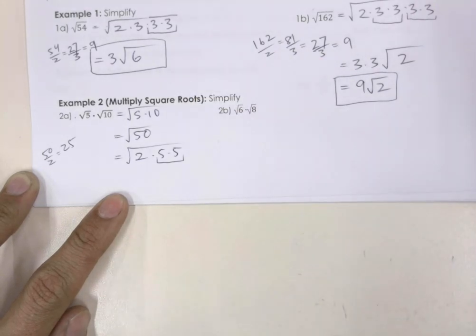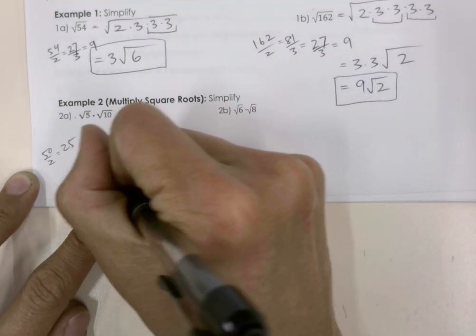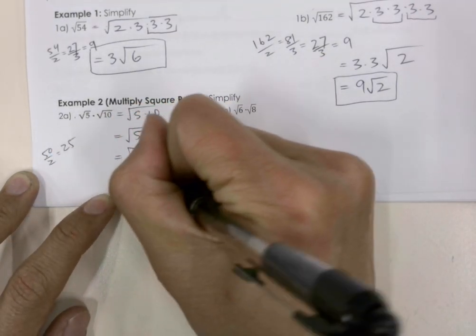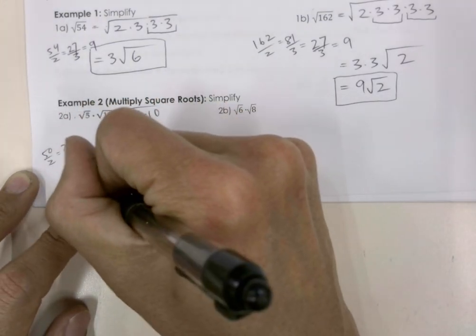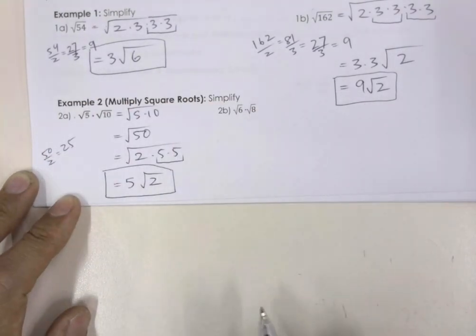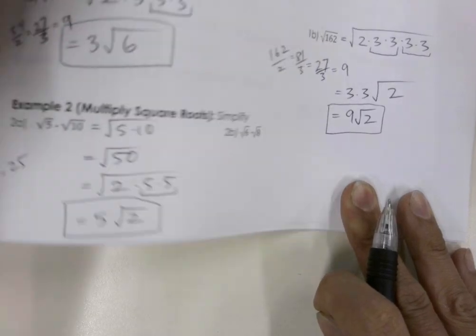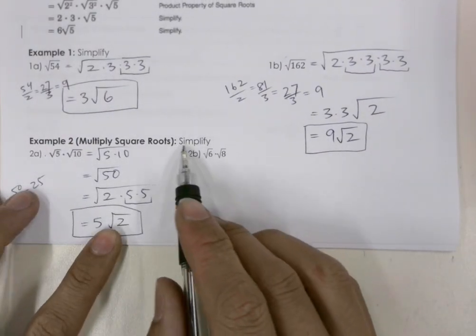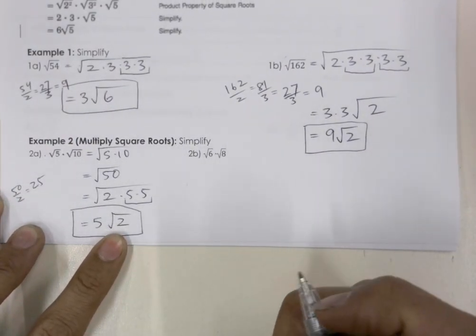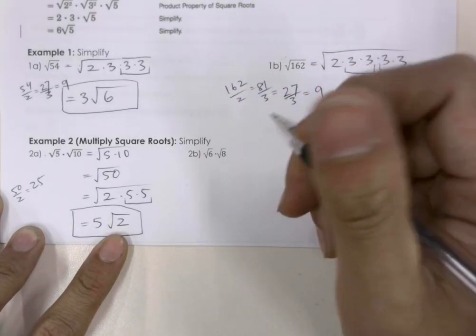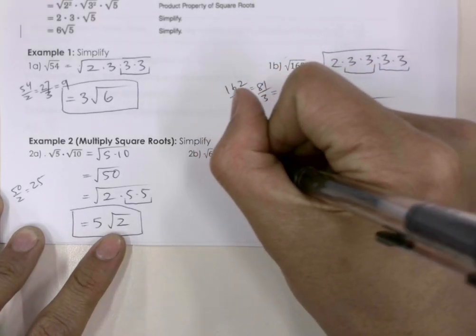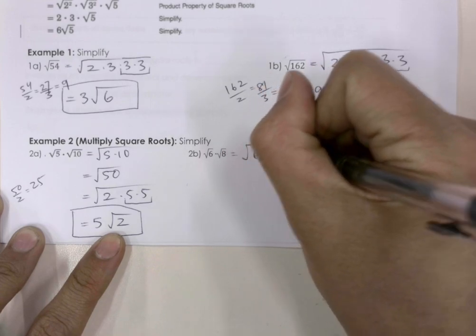And we're looking for pairs. And I have a pair of factors there, a pair of 5s. So I want to pull that out. It's equal to 5 times the square root of 2. And so I could put a box around that and I'm done. Right? So this example 2 just has one extra step, right? First you need to multiply the values, the radicands underneath the square root sign. So this is going to be square root of 6 times 8.